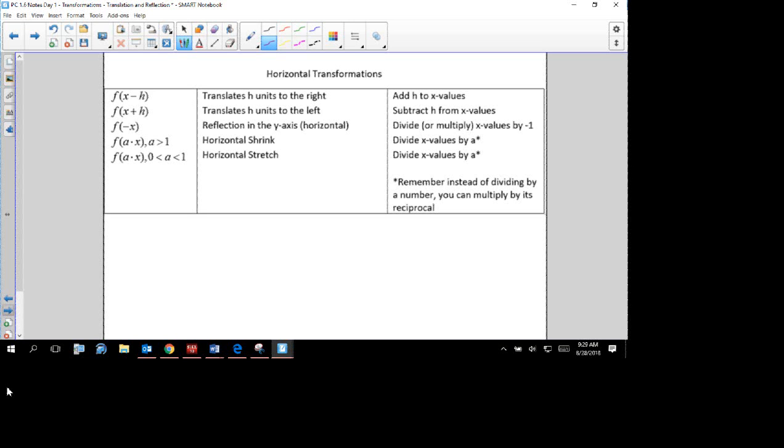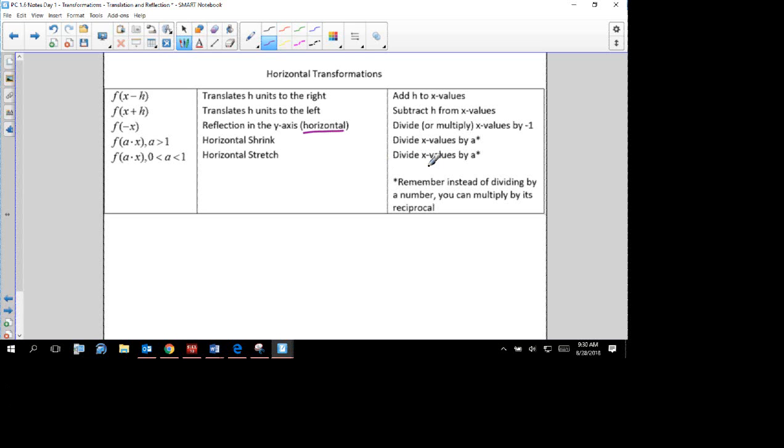Here's all the different kinds of transformations. So if you have a minus some number inside of the function, then it would translate to the right. If it's a plus a number, it would translate to the left. If we have a minus x, like a negative sign, like multiplying by -1 inside the function, it's called reflection in the y-axis. That is a horizontal reflection.